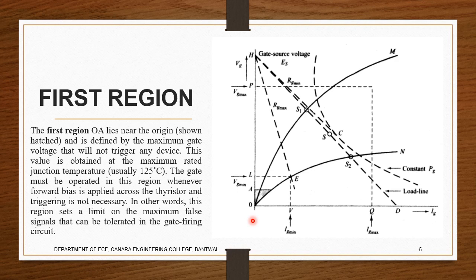The gate must be operated in this region whenever the forward bias is applied across the thyristor. Triggering is not necessary. As I said, this is not triggering. So why has this region been given, the question might arise. If any false signal or any noise is there, this is the maximum limit it will allow. After that it doesn't allow, and we don't get any kind of false triggering. OA is the level that doesn't cross the maximum false triggering, and this can be ignored.